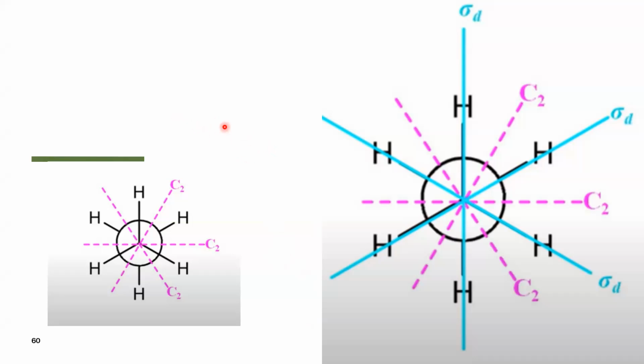Why? The silence does not give me an answer. Whether you understood or not, please tell. We talk about sigma Ds, sigma Vs, and sigma Hs. So sigma H is the horizontal mirror plane, sigma D is the dihedral mirror plane, and sigma V is the vertical mirror plane. Okay?